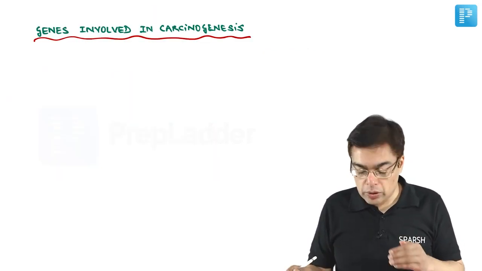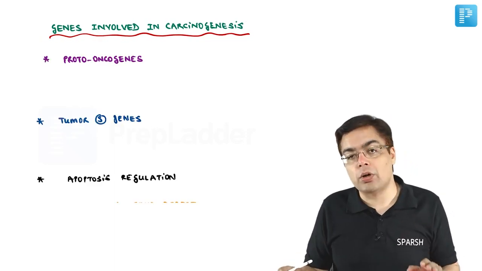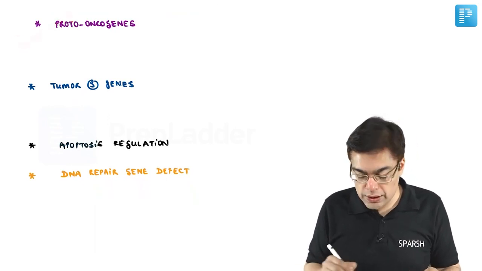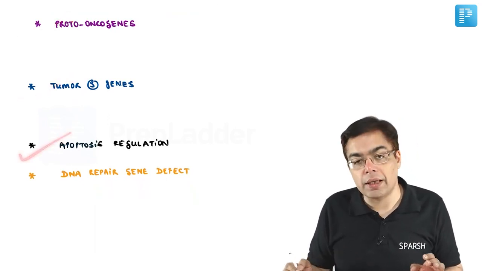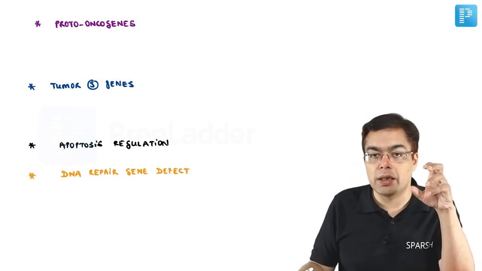Now having a revision about the genes involved in carcinogenesis, we did make a mention of the fact that there are four important categories of genes involved in carcinogenesis. They are respectively the proto-oncogenes, the tumor suppressor genes, the genes regulating apoptosis, as well as the genes associated with the function of DNA repair.